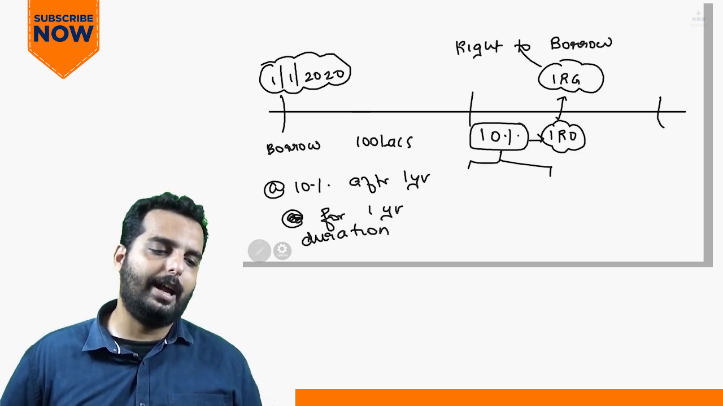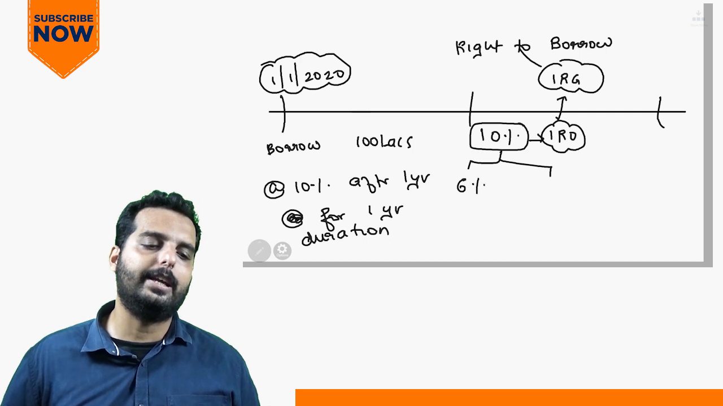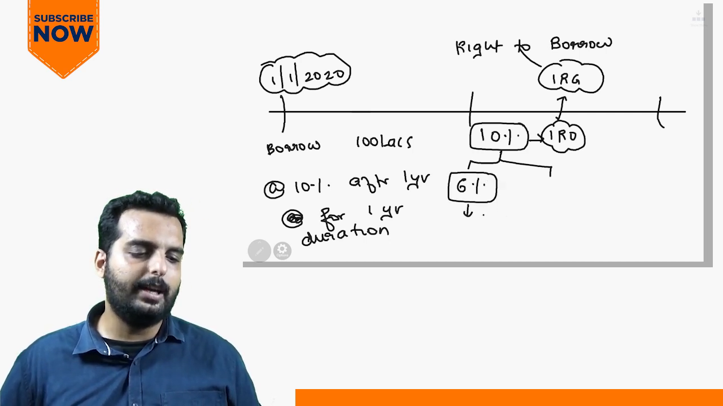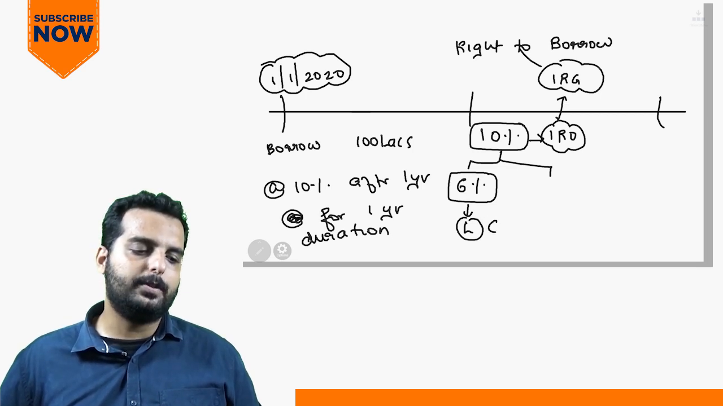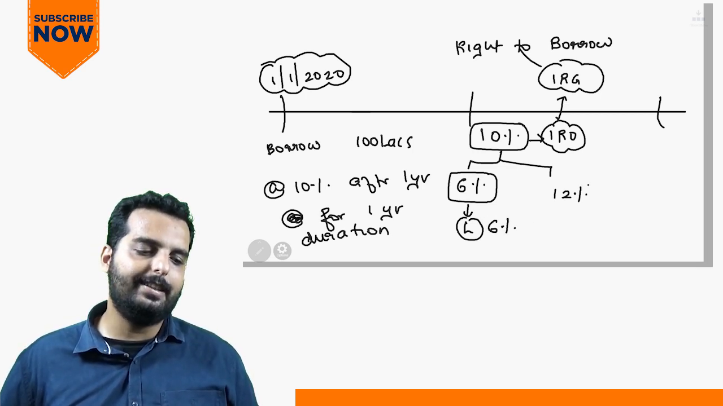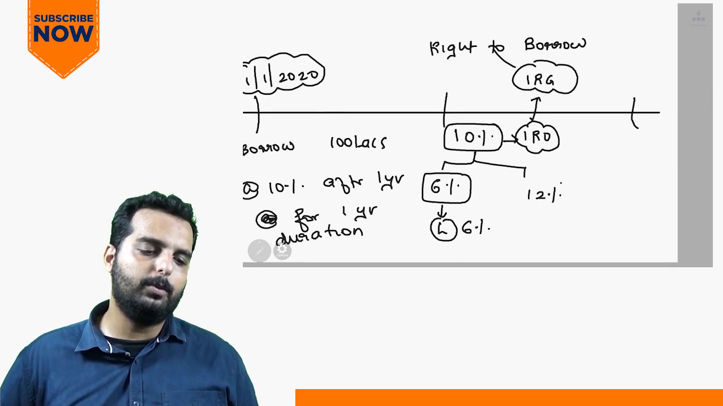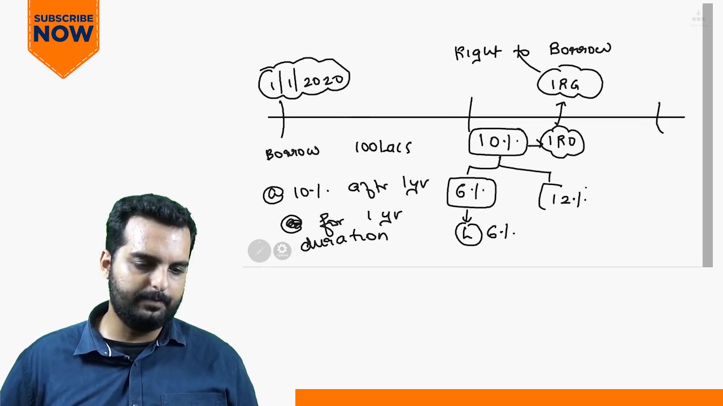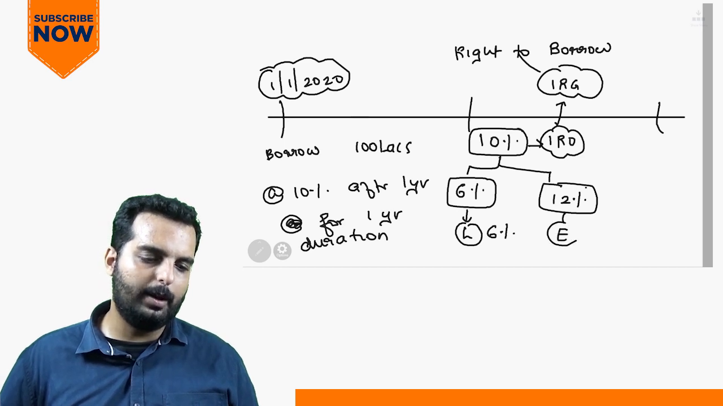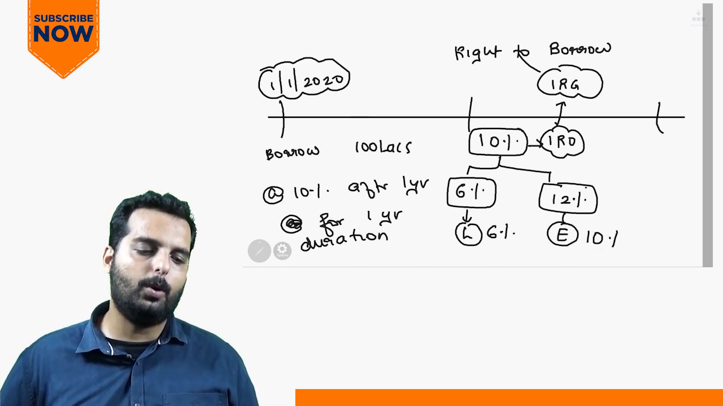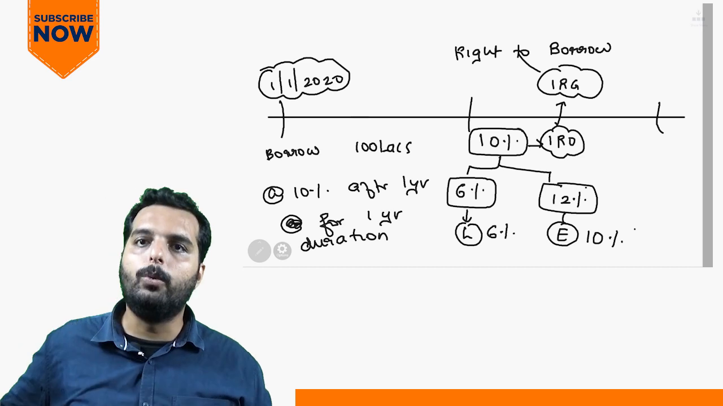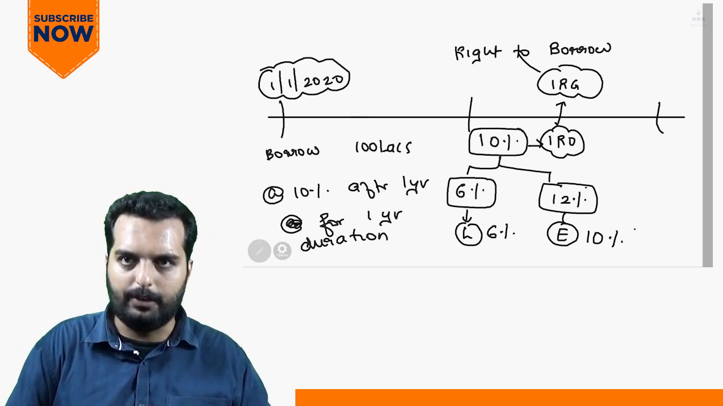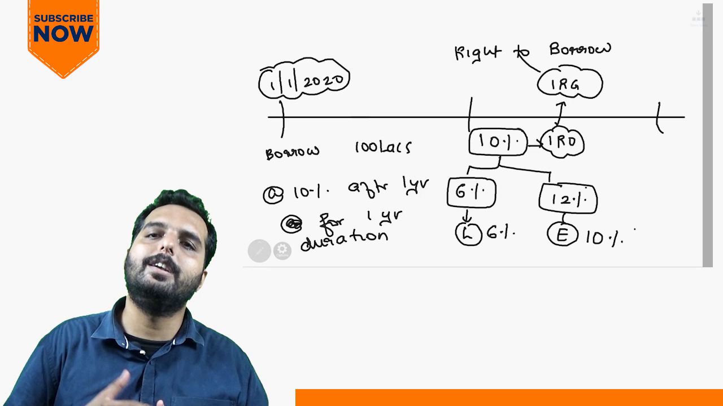Friends, when I talk about a right to borrow, it means I can either exercise or I can lapse. Now if the actual rate turns out to be 6%, I will lapse the option and I will borrow at how much percentage? 6%. If the rate goes up to 12%, I will exercise the option and I will borrow at only 10%. This is in very simple language the meaning of interest rate options. Now friends, we will go to the next concept.